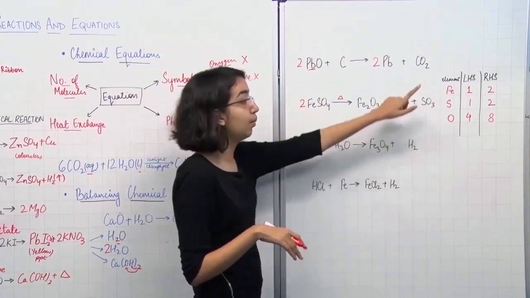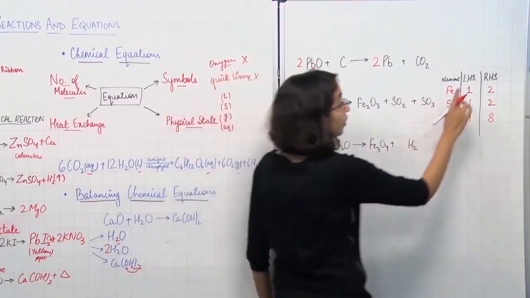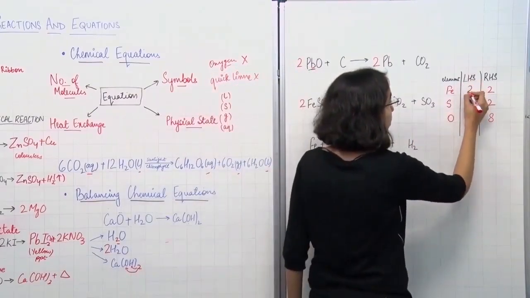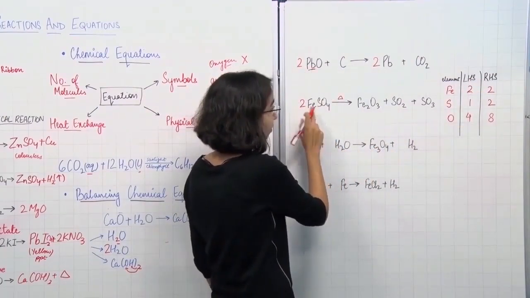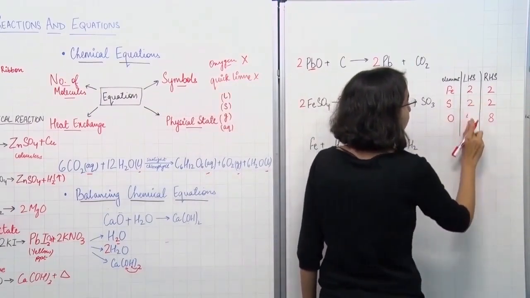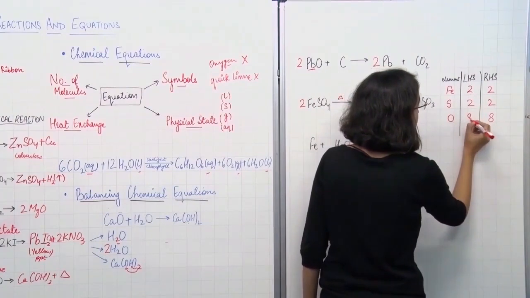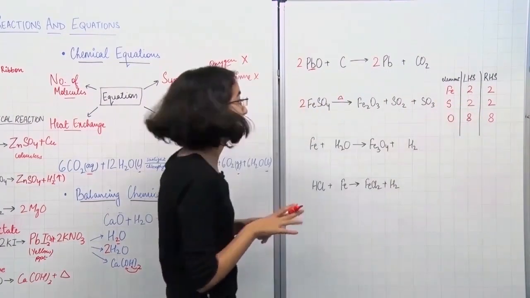Now let's see what will happen to all the other elements. There was 1 ferrous initially, but now there are 2. There was 1 sulfur, but now there are 2. And there were 4 oxygens, and now there are 8. So again, as you can see, it's balanced. 2, 2, 2, 2, 8, 8. So all the atoms are balanced.